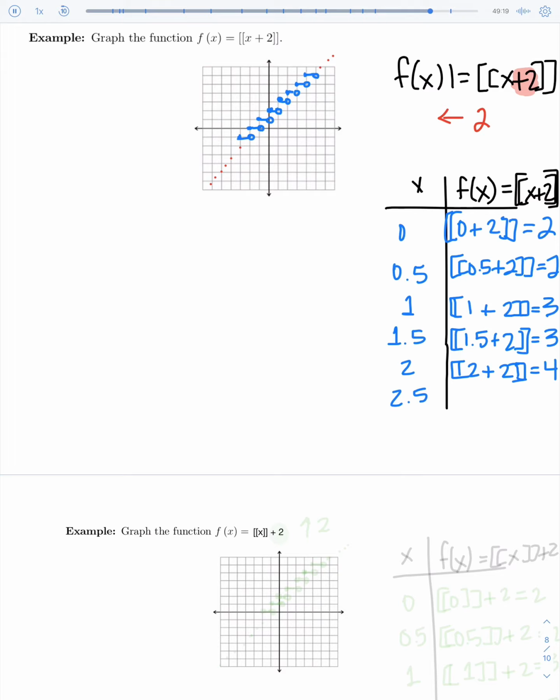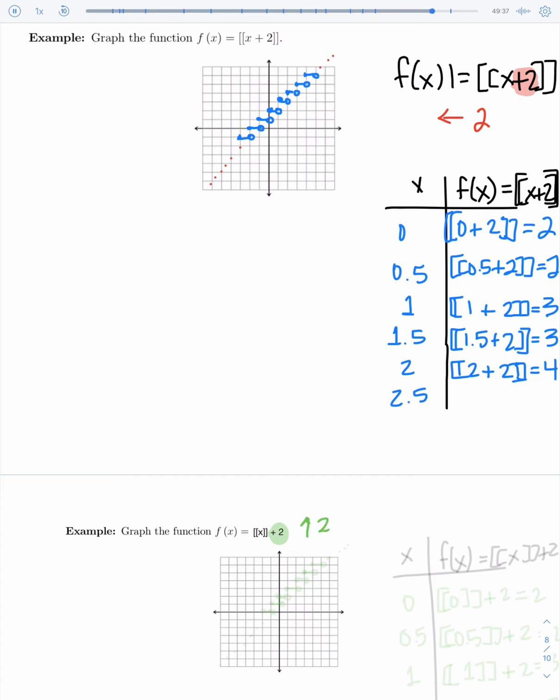In this next one, we're going to look at the greatest integer function plus 2. And we've done things like this before. Because the plus 2 is on the outside, it means our function should be going up 2. So we should have the same thing going on with our steps. It just should be a plus 2.